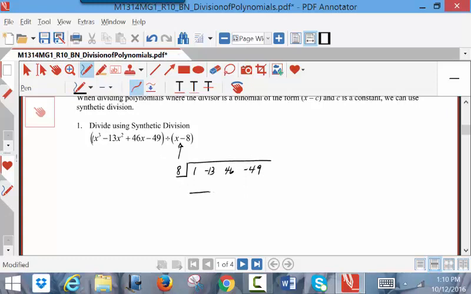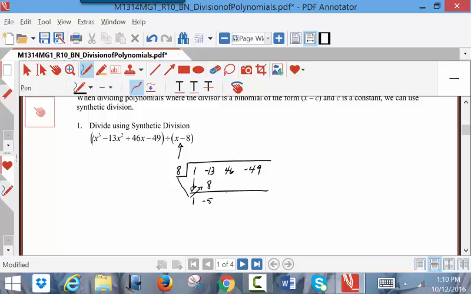I draw a line down here, and I bring the 1 down. So this is your setup. The process now is to multiply, then add. Multiply, then add. Okay, so the first thing I do is multiply. I take 8 and multiply it times 1, and I put it up here underneath the negative 13. That's my multiply. After I multiply, I then add. A negative 13 plus 8 is a negative 5.